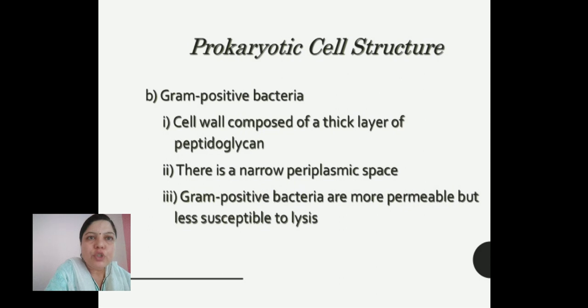What is the exact difference between gram positive and gram negative? In gram positive bacteria, the cell wall is composed of a thick layer of peptidoglycan. We have studied the structure of peptidoglycan. It consists of NAM and NAG. These alternating subunits are covalently bound together and form the peptidoglycan layer. This is a very thick layer present in the gram positive bacterial cell, and there is a narrow periplasmic space. Gram positive bacteria are more permeable but less susceptible to lysis because peptidoglycan is present.